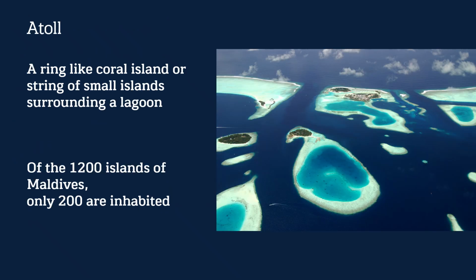To the southern part of the subcontinent, we find atolls, which are coral islands, usually forming rings into small lagoons. You can see pictured here, there are about 1,200 islands within the Maldives. However, only about 200 are large enough to support life, and this is a unique feature to South Asia.